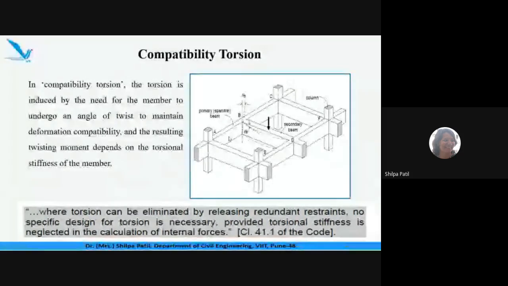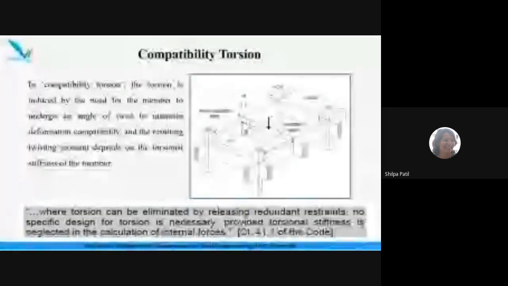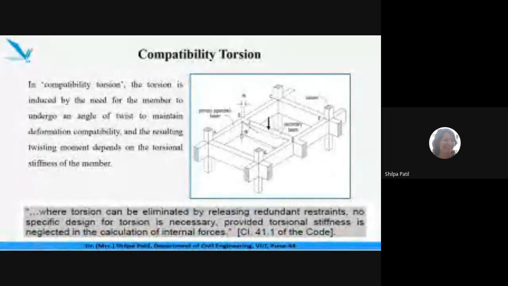So you must have learned about the compatibility equations, compatibility conditions. Normally if an indeterminate beam is there, to solve the indeterminate beam, we require the compatibility equations also. So those compatibility equations we consider at the joint, and there only these deformations get compensated. So whatever the torsion developed because of the interconnection, that torsion is very, very small normally, and that we can neglect in the design.